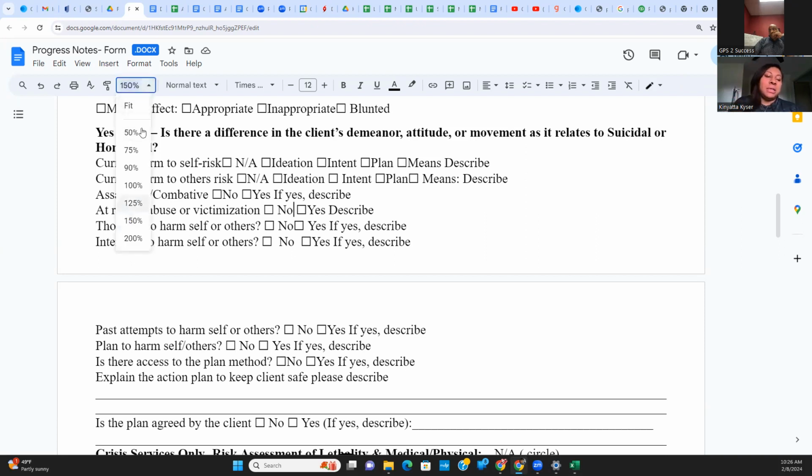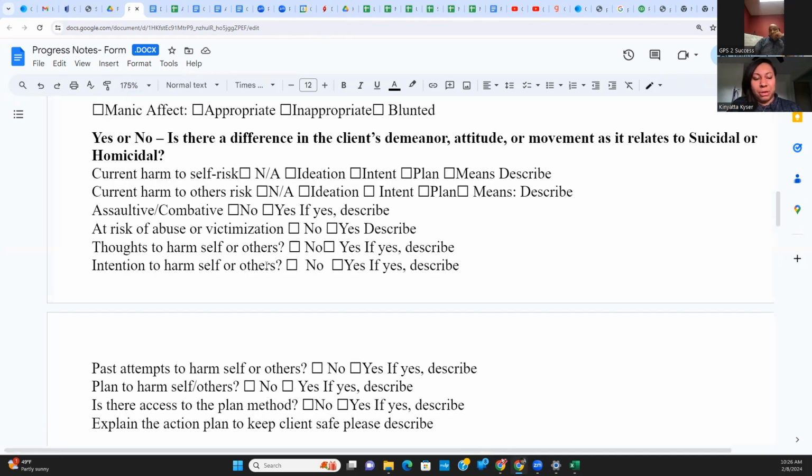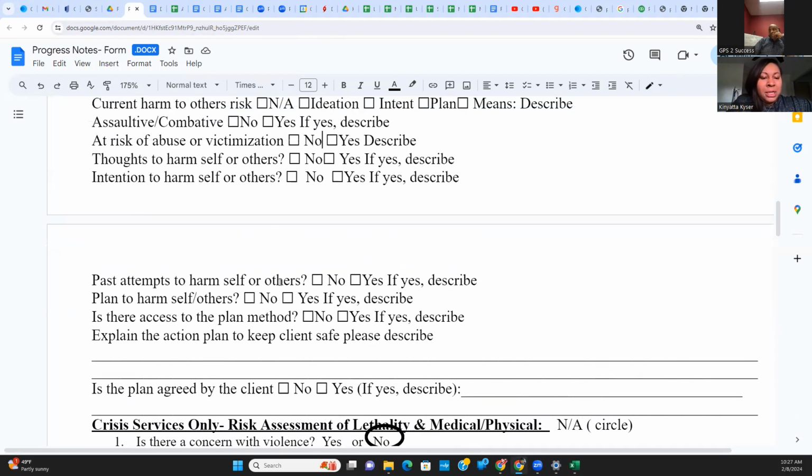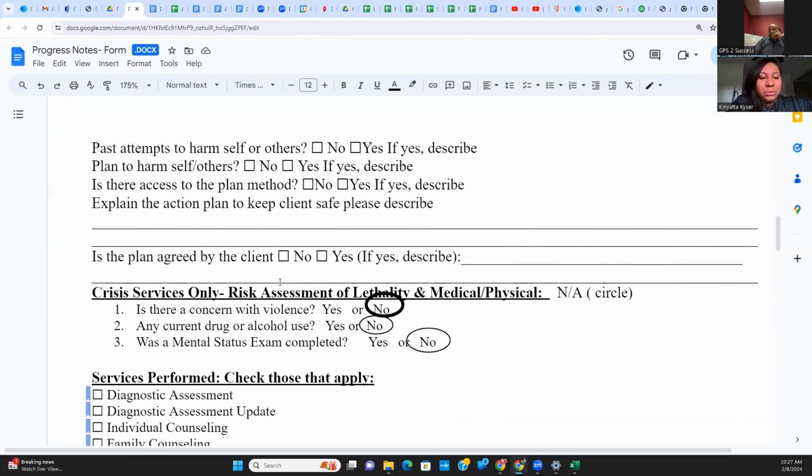Now, past attempt to harm self or others, if you know in their treatment plan or in their service plan that they did, you want to mark yes. Plan to harm self or others, if you don't think that's currently an issue, no. Is there access to the plan method? So if they're like, well, I'm gonna shoot myself, but they don't have access to a gun, you put no. You get what I'm saying?